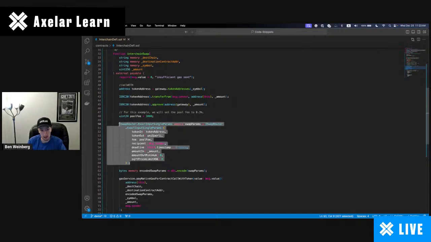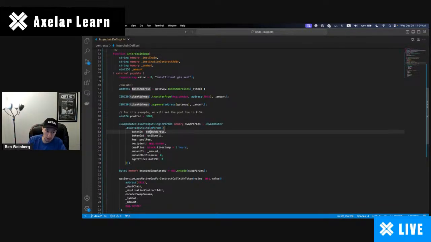We construct our Uniswap message that we're going to be sending to the swap router. So we're basically saying, which token are we swapping in? Which token do we want to get out of the Uniswap DEX? How many tokens are we swapping in? We then encode this giant struct into a bytes type message.